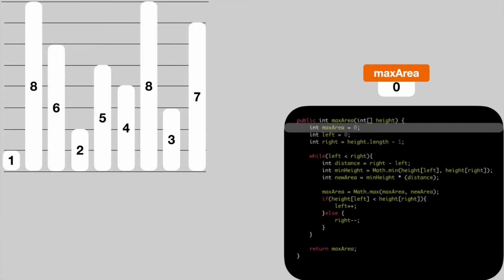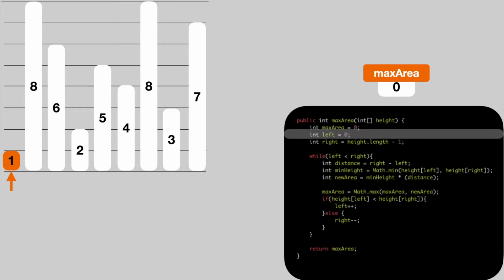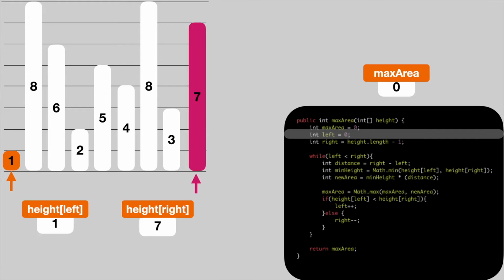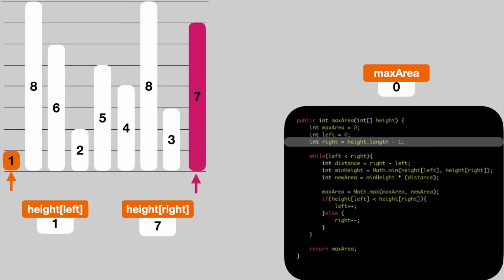So first, we'll create a variable for holding the maximum area of a container, initialized to 0. We didn't compute any value yet. The second line is for the first index, the left index, which will point to the first element of the array. The next assignment is for the right index that will point to the end of the array.